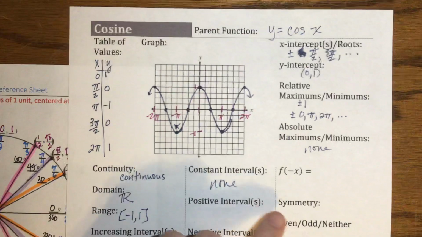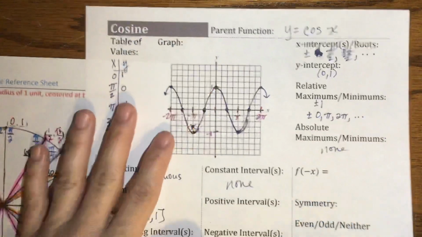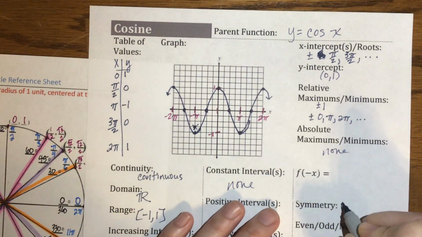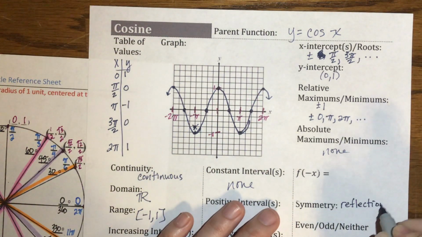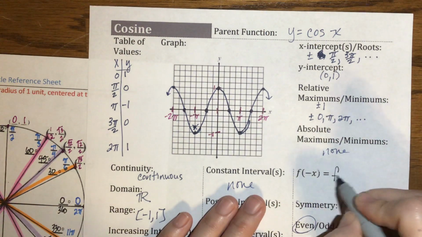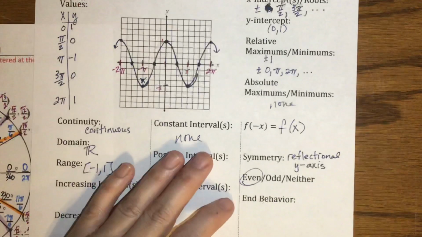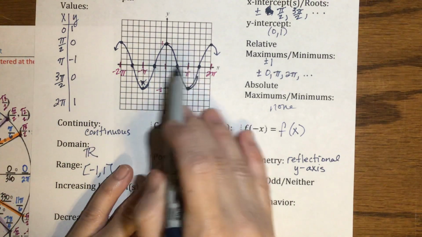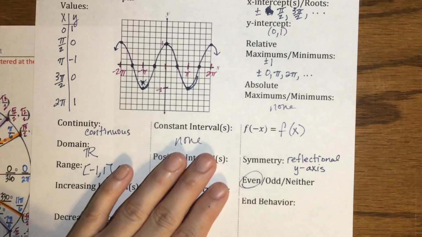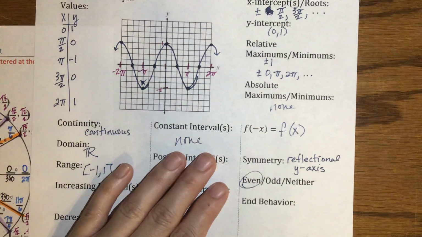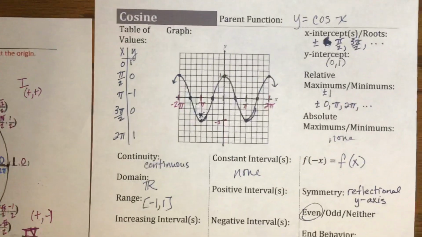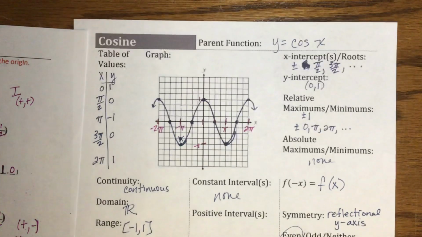Now, symmetry. Let's talk symmetry. So when I take this, if I fold it along the y-axis, my left and my right match up. So this one has reflectional symmetry about the y-axis, which means that it's even, which means f of negative x is the same as f of x. In other words, f of pi and f of negative pi have the same value. Again, our end behavior is oscillating. I don't want to go over that notation right now. So that is it for our cosine.